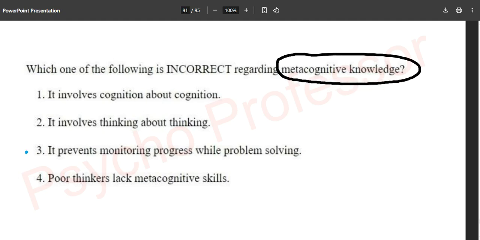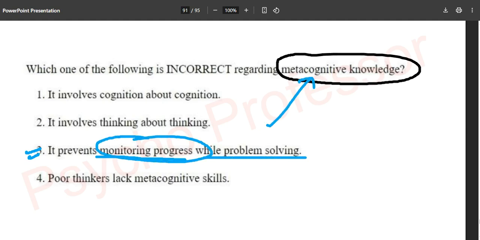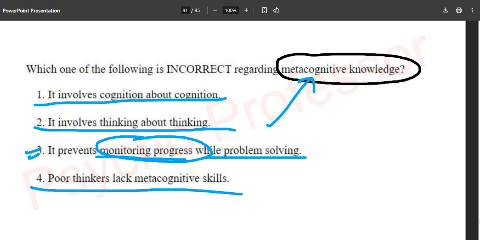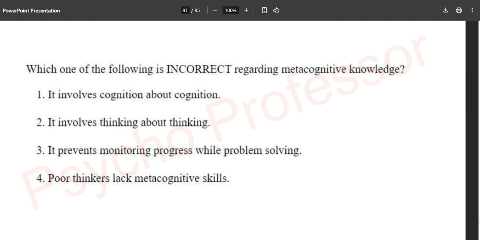The correct answer over here is option number 3: it prevents monitoring progress while problem solving. We will not monitor our progress while we are talking about knowledge. It involves cognition about cognition. Yes, everything is correct over here, but option number 3 is not correct, and that is why we have asked what is the incorrect thing over here.